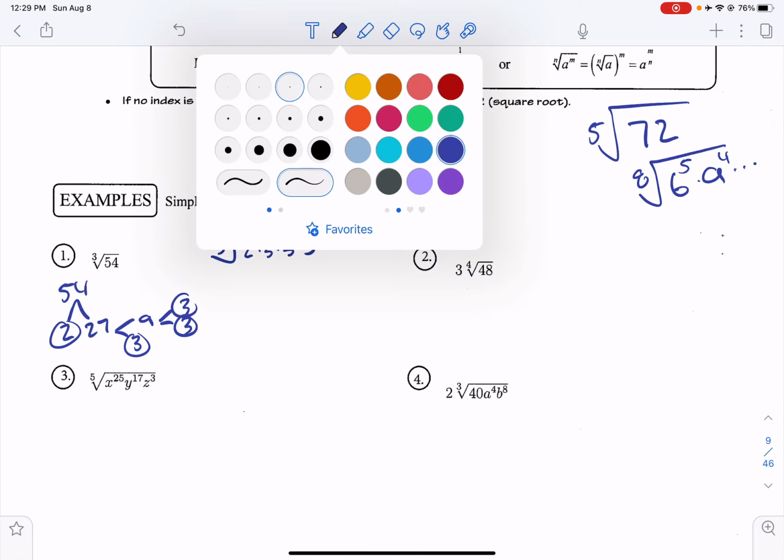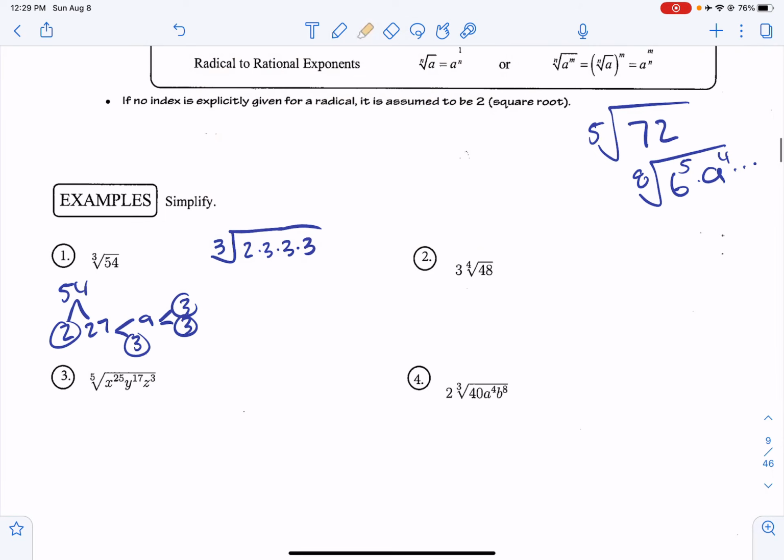Now, my index tells me I'm looking for groups of 3. And I've got one group right there. What I get to do is pull that group out and replace it with one 3. So I get a 3 in front. I still have my cube root. That doesn't go anywhere. And I've got a 2 left over on the inside. So my answer becomes 3 cube roots of 2. And that's it. That would be it for that problem.